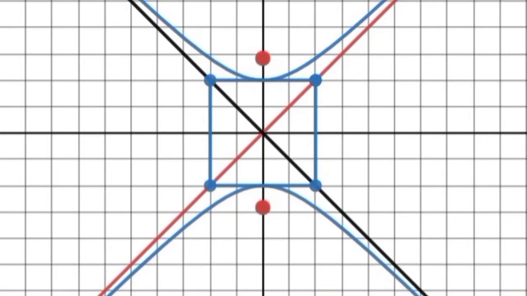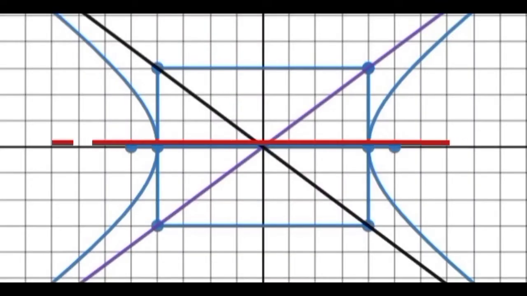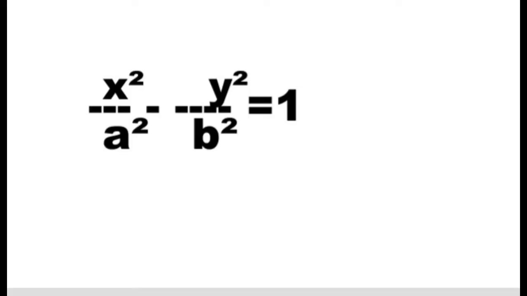Here is the graph of a hyperbola with transverse axis coinciding with the y-axis. The equation for this hyperbola is y squared over a squared minus x squared over b squared equals 1. Note that y squared in this case is the minuend while x squared is the subtrahend. For a hyperbola with transverse axis coinciding with the x-axis, the equation is x squared over a squared minus y squared over b squared equals 1. x squared is the minuend while y squared is the subtrahend.